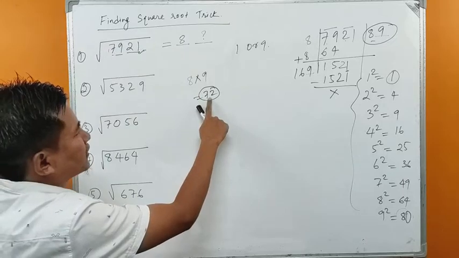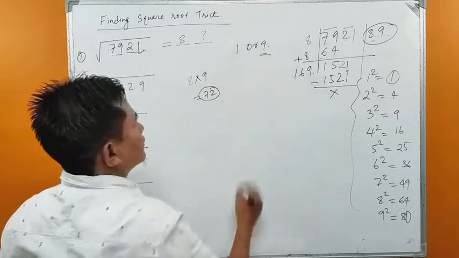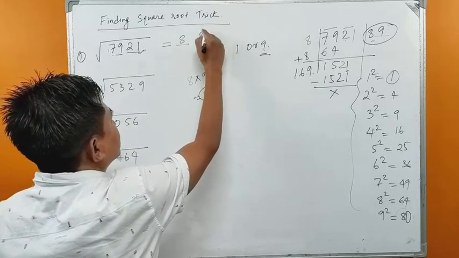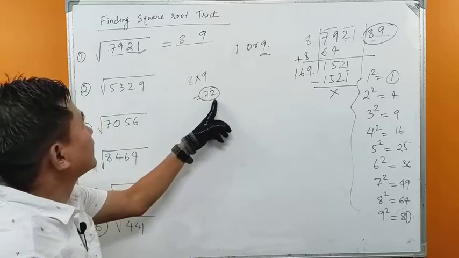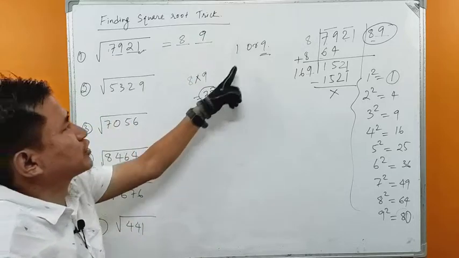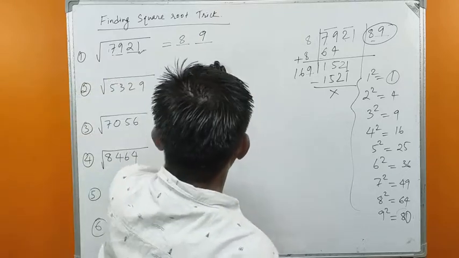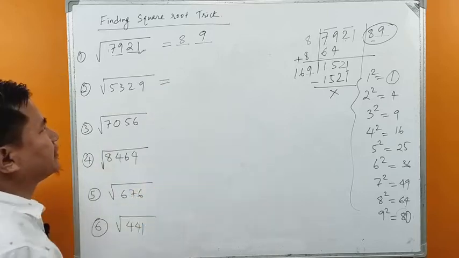Which one is greater? This one is greater, this one is smaller. If the number here comes smaller than the first pair, then we choose the greater one. That means obviously the number in the unit place should be 9. If the number here is greater than the first pair, we choose the smaller one. Please keep this in mind. Now we will do the next example. You will learn this better.